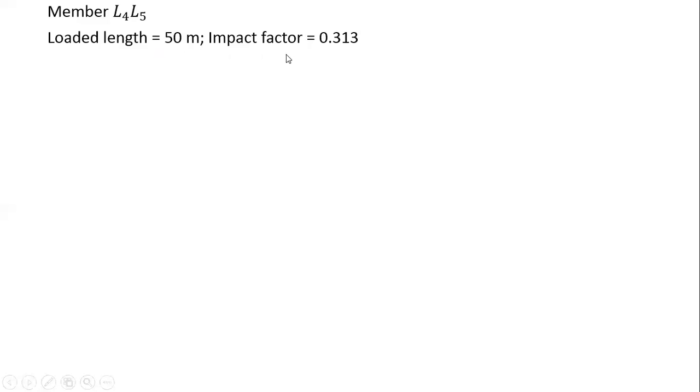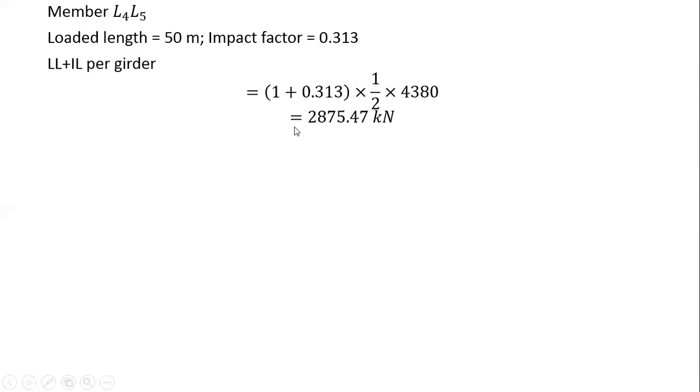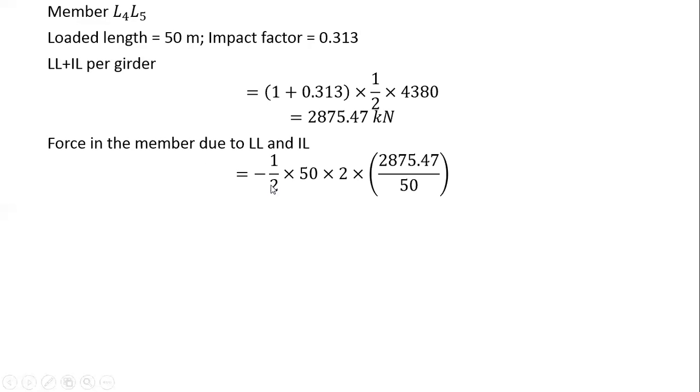Next, I have to calculate for the lower chord. Again, loaded length is 50 meter and impact factor remains the same. So I have to calculate the live load impact load, again the same value as I calculated in the previous step. Now I have to calculate the force in the member. Because this is your bottom chord member, it will be tensile, so this is a minus sign. Half, the area of the triangle is half base, into the height of the IL diagram for the bottom chord member. This is my load divided by 50 for UDL type of thing. So this comes out to be minus this value. This is my tension.